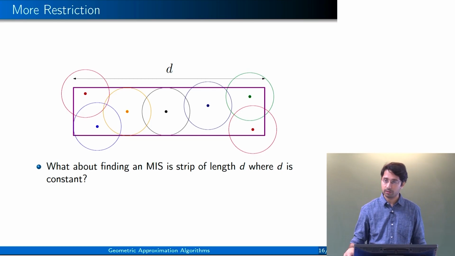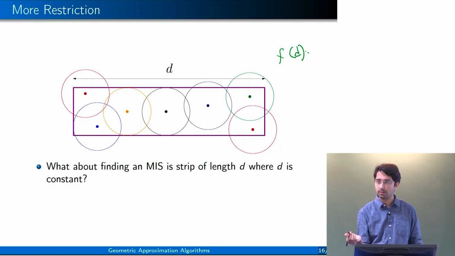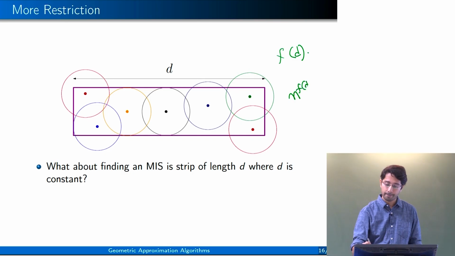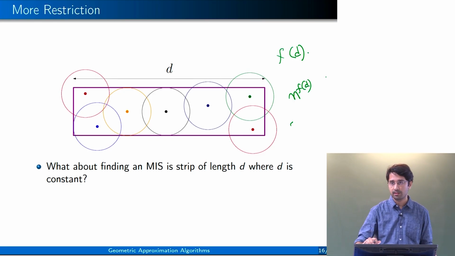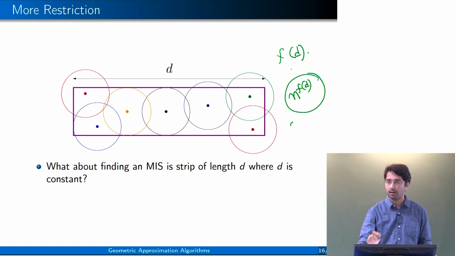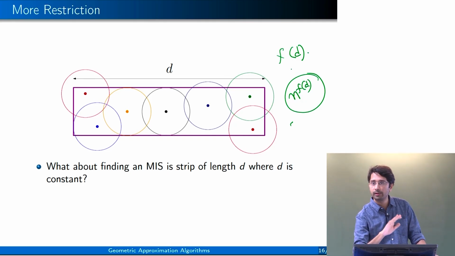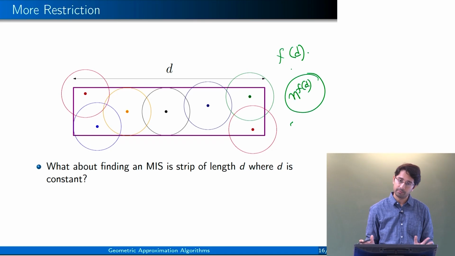Yes, I assume that this is f of d. I will try all possible subsets. So, that is n to the power f of d, maybe multiplied by an n factor or something, but this is polynomial time because d is constant, f of d is constant. I am only concerned about whether the algorithm is polynomial time or not. I do not care if it is n to the power 30 or n to the power 10 or n to the power 2. f of d is the maximum size of an independent set possible in a strip of length d. It is something around 2d at max.